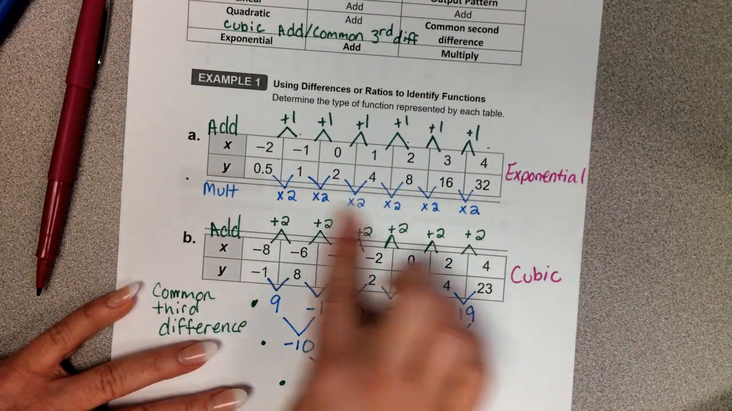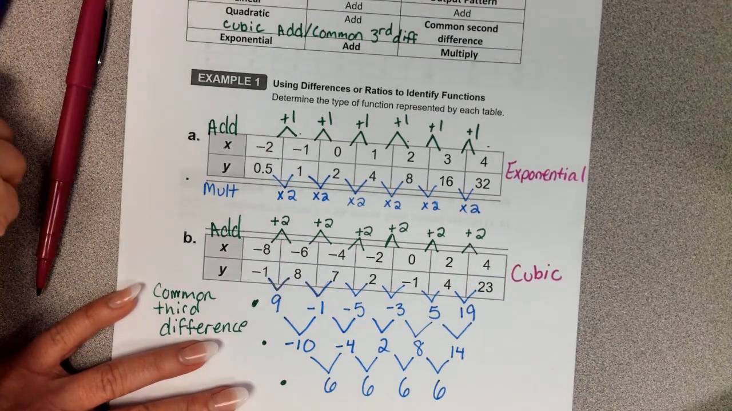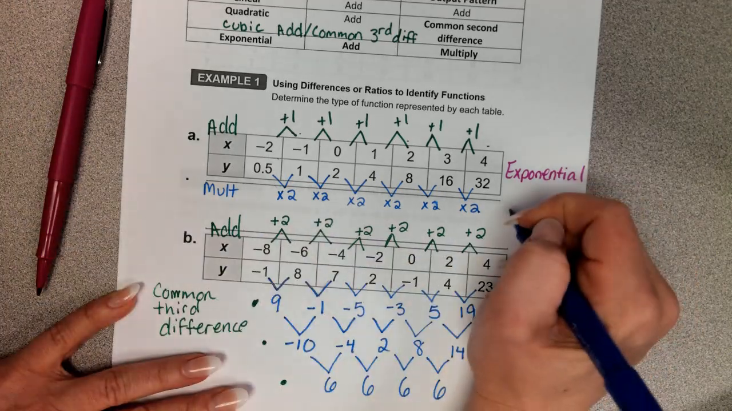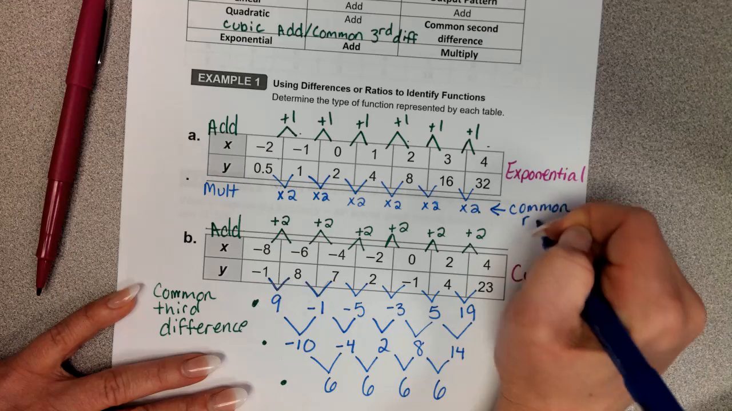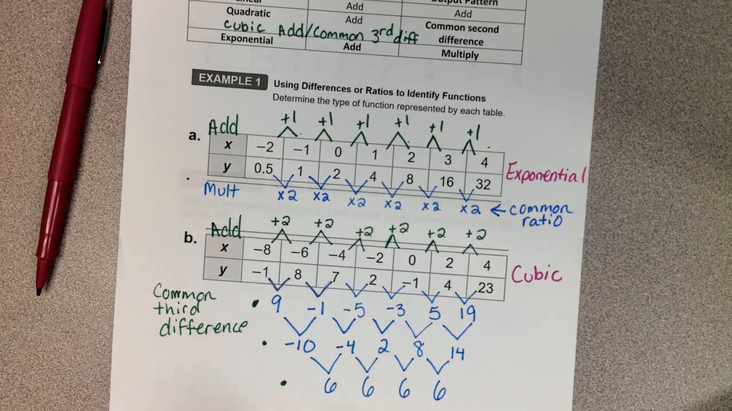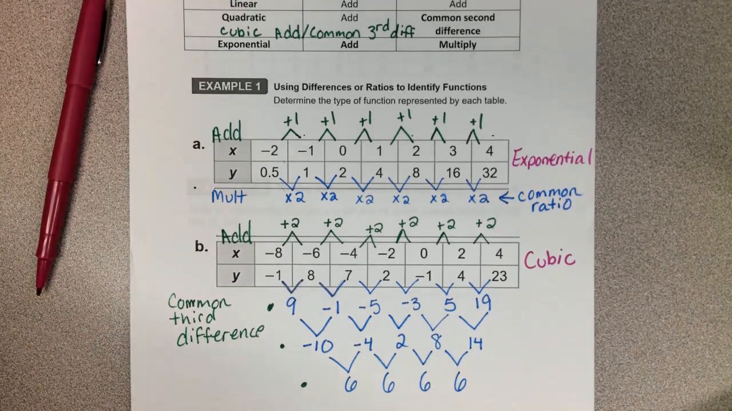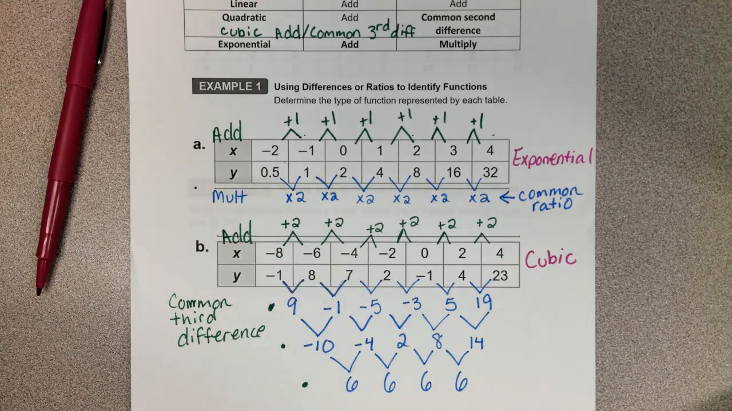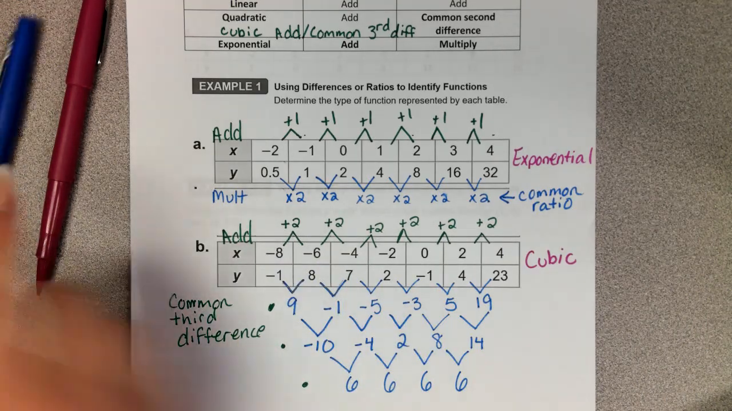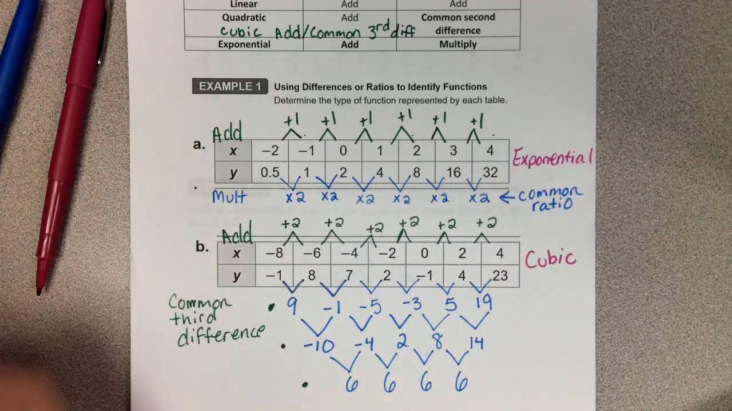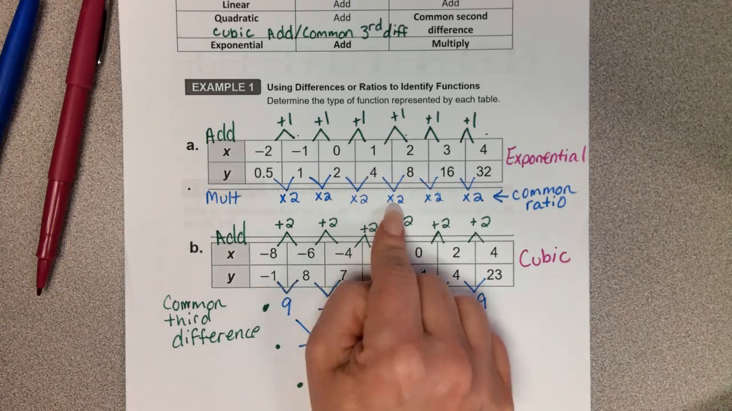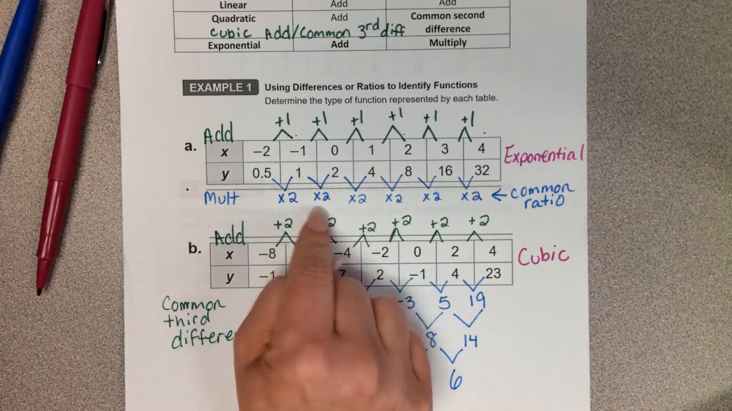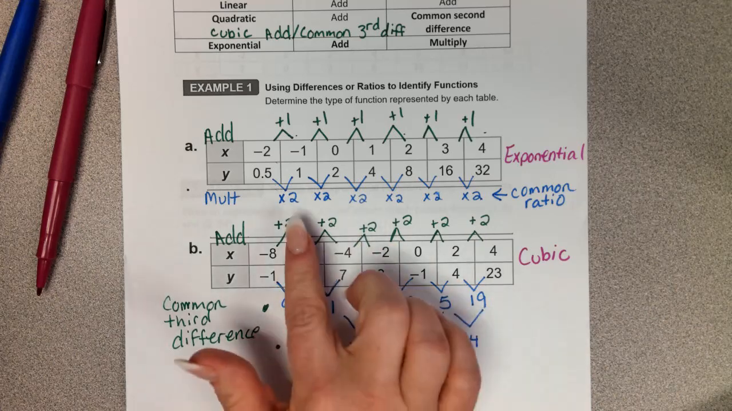This common multiplier right here, that is referred to as the common ratio. That's interesting as well because a ratio is division, right? A ratio is a fraction, which is division. And we're actually multiplying to get that number. The reason is that if you were to divide, if you were to go right to left, you would have division, right? So 16 divided by 8 is 2. 8 divided by 4 is 2. 4 divided by 2 is 2. 2 divided by 1 is 2. And that's why this is called the common ratio.